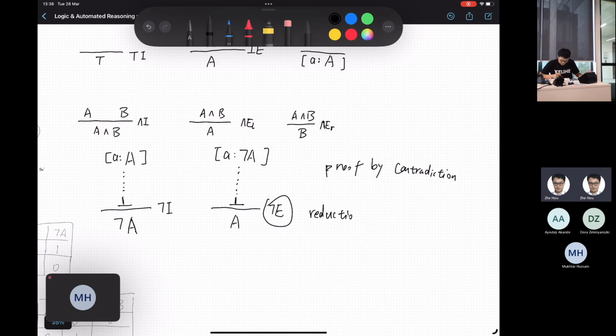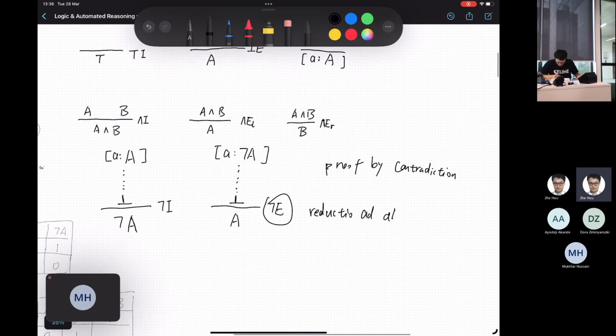It's called reductio ad absurdum. It sounds like a spell in Harry Potter, like you've got a wand. Reductio ad absurdum, aka RAA. So what that means is reduction to absurdity, essentially. And that's also proof by contradiction. So that's how we deal with negations.